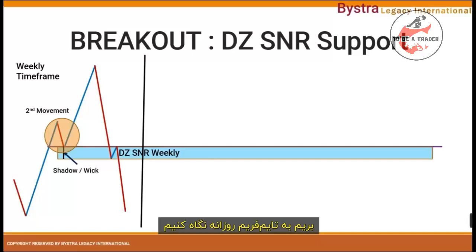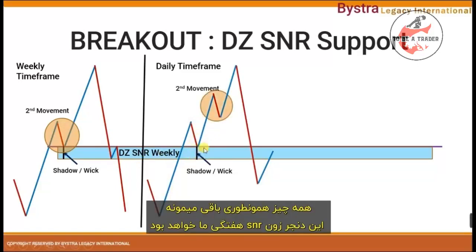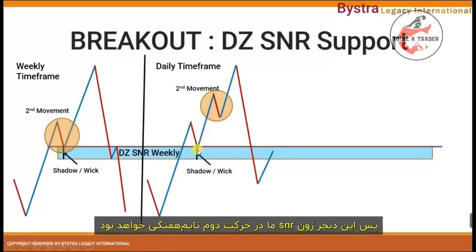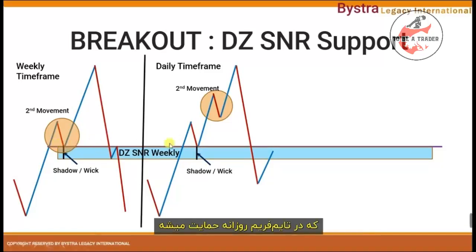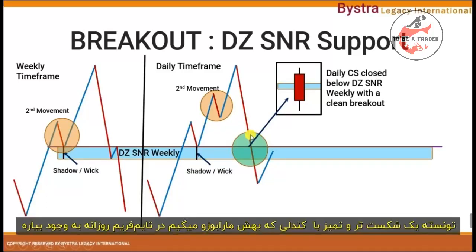Let's look at the daily time frame. In the daily time frame, everything remains the same. This will be our danger zone SNR weekly. So this will be our second movement. So this will be our DZ SNR on the weekly second movement. In the daily will become the support. Next, when price comes down to this zone, price doesn't zone; instead, price makes a clean breakout with a candlestick called the Marubozu at the daily time frame.